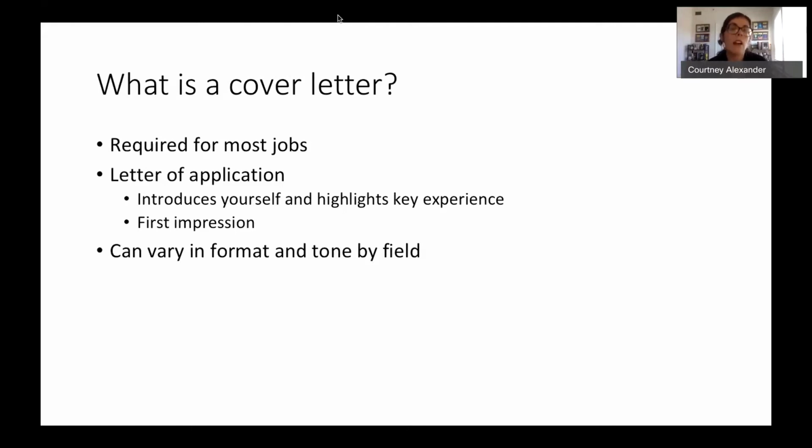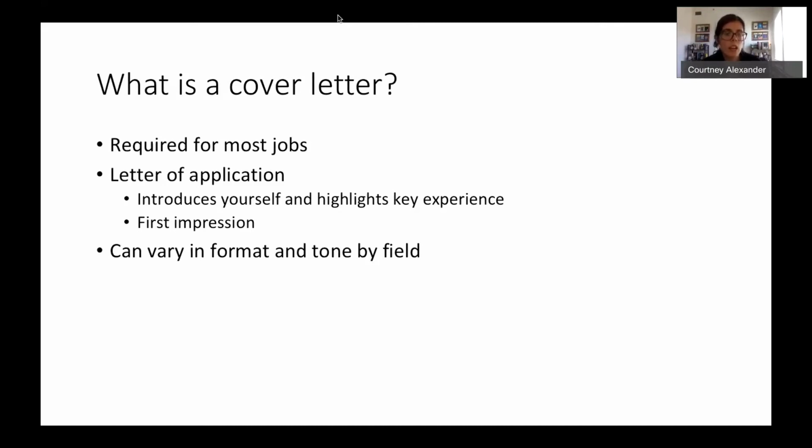A cover letter is required for almost any job that you apply for. And this is like your letter of application. It introduces yourself, highlights your key experience, explains why you should get this job, why you are a good fit for the company. And this is like your first impression. It can make or break you and determine whether you get an interview or not.